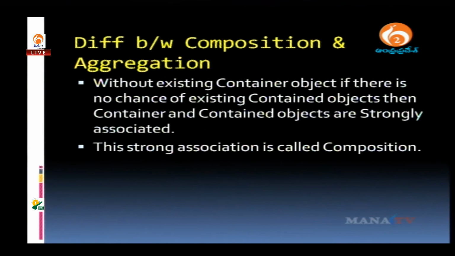Without the existence of the container object, there is no chance of the contained objects existing. Container and contained objects are strongly associated, and this strong association is called composition. I think you understood these differences.